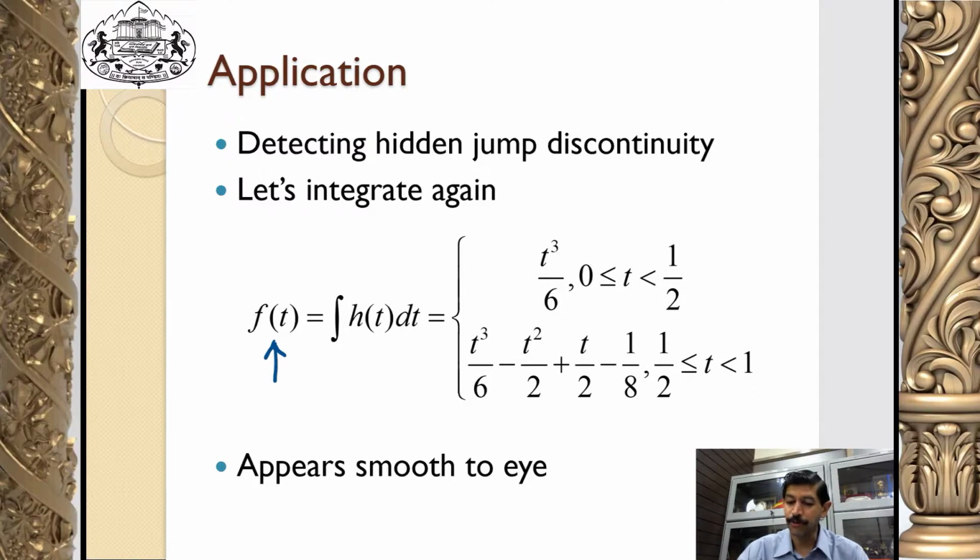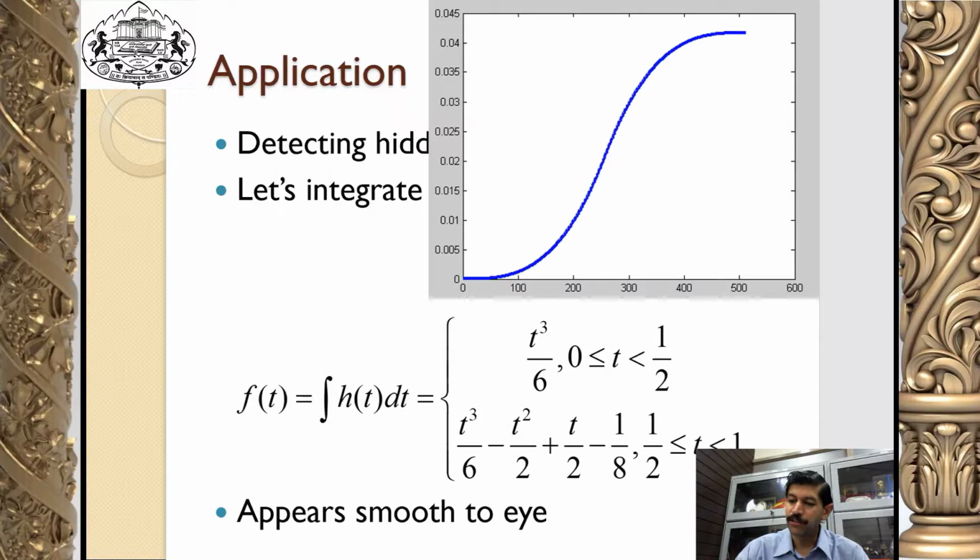And now if you plot it, it looks like this. To the naked eye it looks like a nice smooth function, but we know that there is a discontinuity which is hidden right in between. And if we don't select the appropriate mother wavelet, then we may miss that discontinuity. So we have done the integration twice.